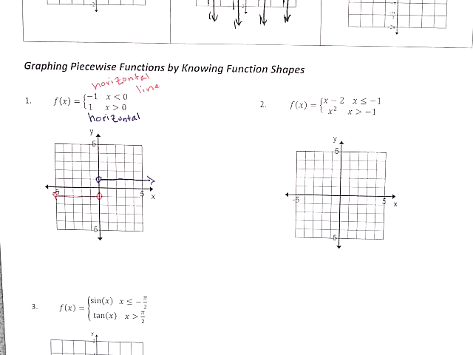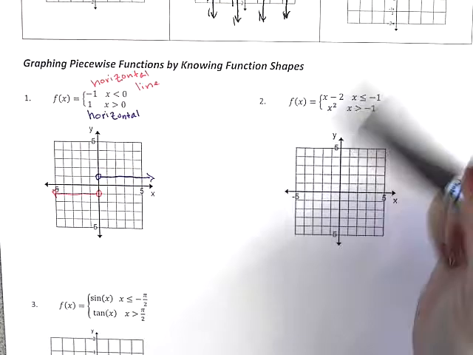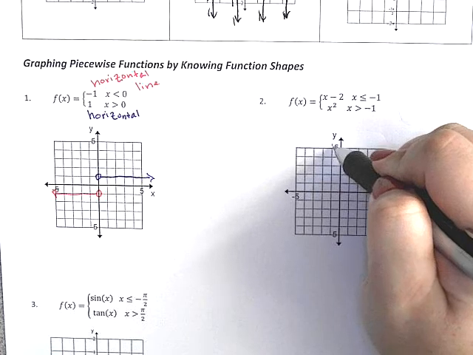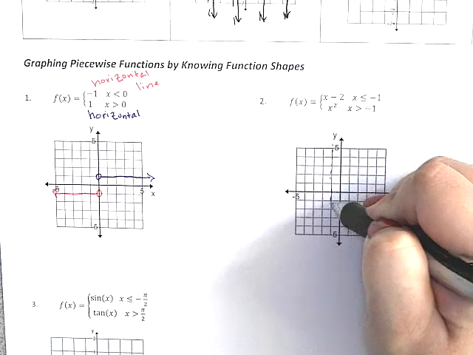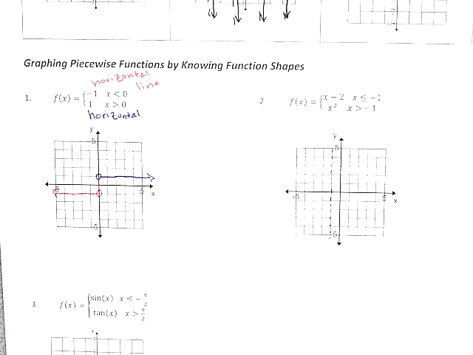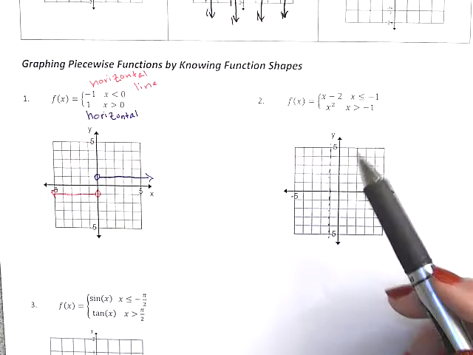For f of x equals x minus 2, when x is less than or equal to negative 1, and x squared when x is greater than negative 1, we know that negative 1 is the line that we want to focus on. So I'm going to draw a really lightly dotted line at negative 1. It should not be part of our graph, but it kind of helps us. I wish I had a pencil because I would do it with a pencil, but I don't, sorry.